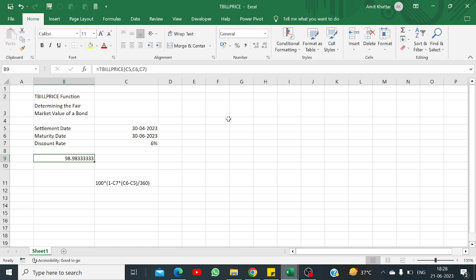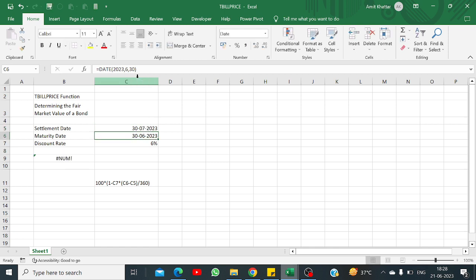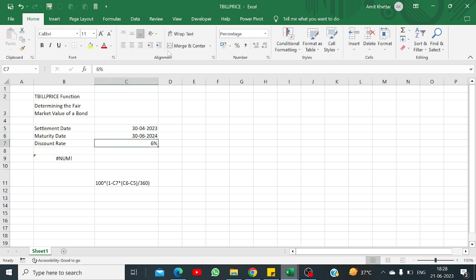Now, a few things we need to keep in mind: the settlement date cannot be more than the maturity date. If we keep the settlement date more than the maturity date, then it will give us an error. And the maturity date cannot be more than 1 year with respect to the settlement date, as we are dealing with a treasury bill. So suppose if we make it 2024, this would give us an error, and the discount rate cannot be negative. If the discount rate is negative, it will give us an error, right?